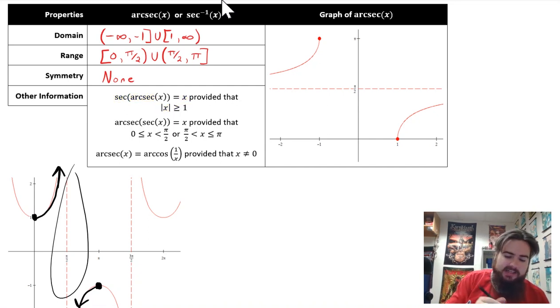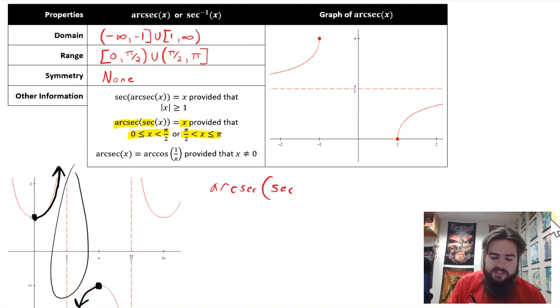When you apply arc secant to a function of secant, that will cancel out and give you x so long as the angle measure inside of secant exists between 0 and pi halves, or pi halves and pi, aka as long as x, the value, exists within the range of arc secant. If it doesn't, we did an example like this for arc cosecant, but if you did arc secant of, let's say, secant of negative pi thirds, that is not just going to give you negative pi thirds.